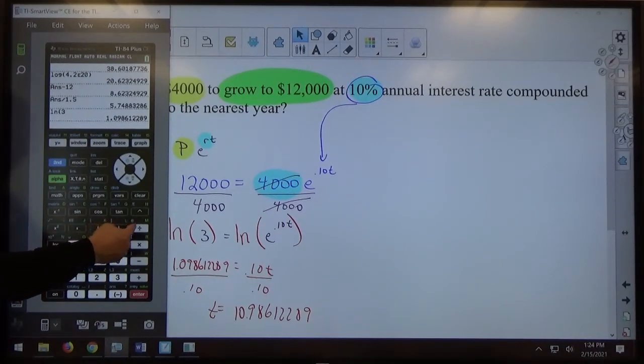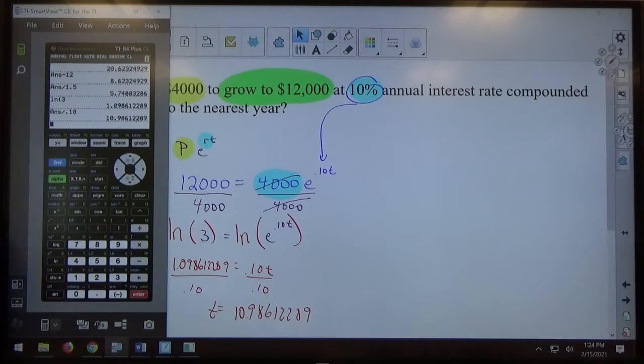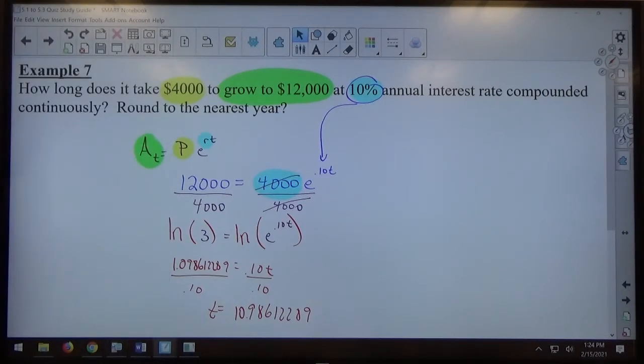So if I do that divided by 0.10, you'll see that it just moves the decimal point one space to the right. So 10.986122289. Okay. It says round to the nearest year, so that's how many years, 10.98 years. So if we round to the nearest year, it should take about 11 years.